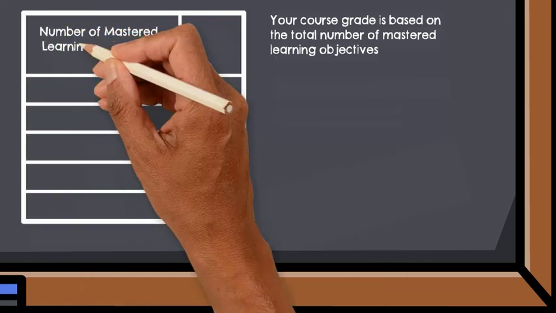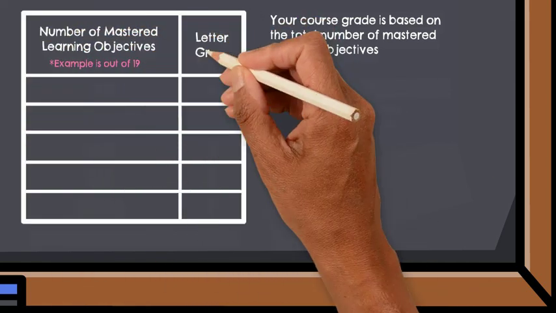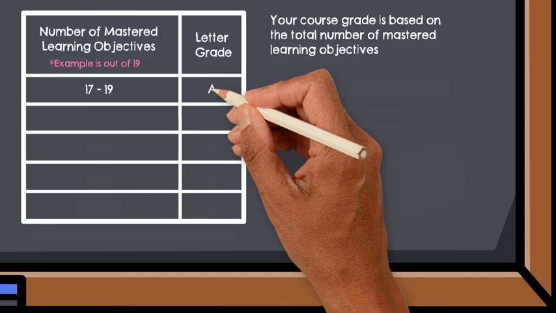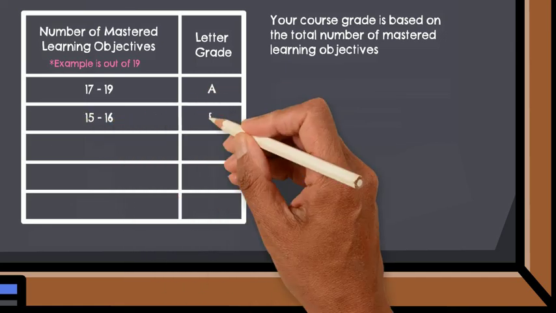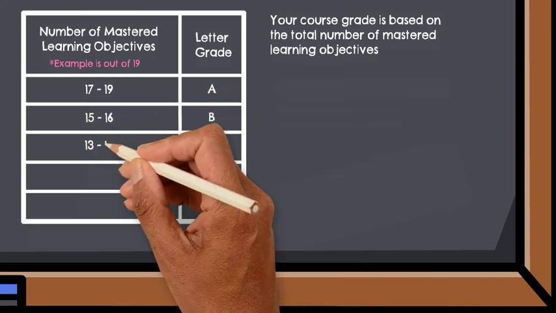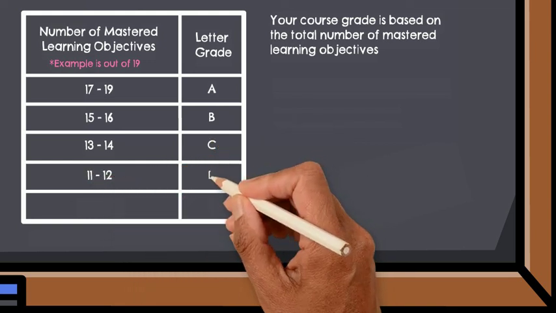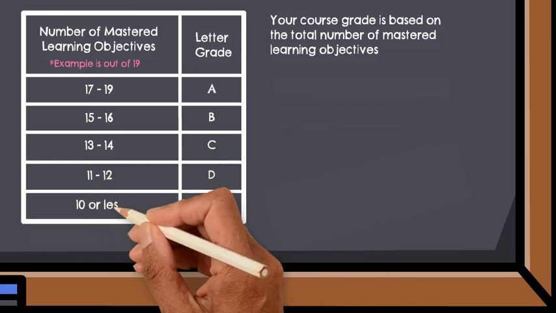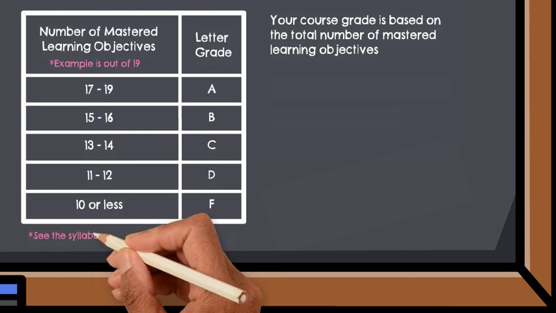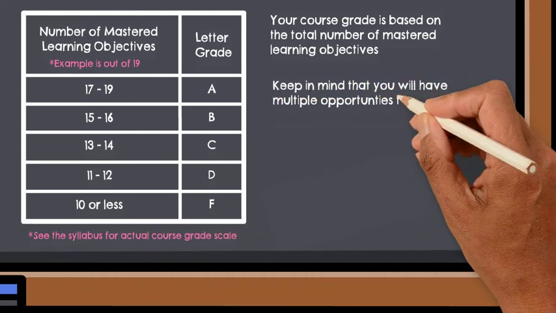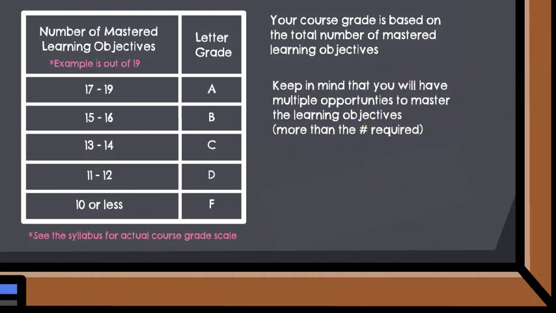For example, with 19 learning objectives, to earn an A, at least 17 learning objectives must be mastered. Mastering 15 or 16 learning objectives earns a B, mastering 13 or 14 earns a C, and 11 or 12 earns a D. If you master fewer than 11, you will earn an F. This is just an example. See your syllabus for the actual grading scale.